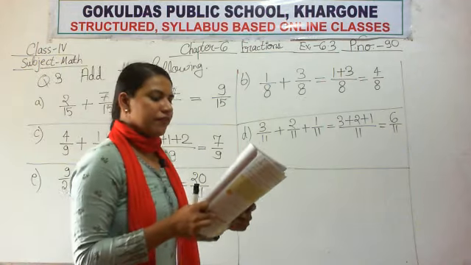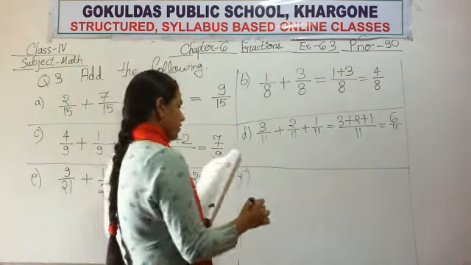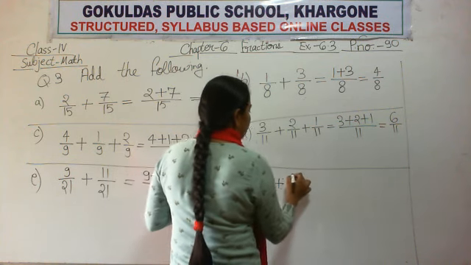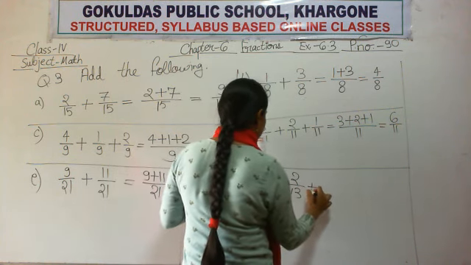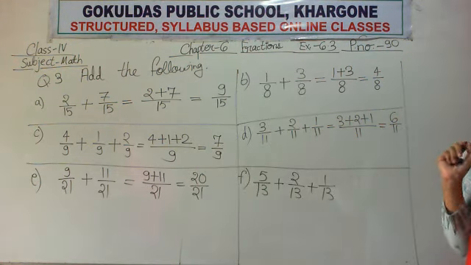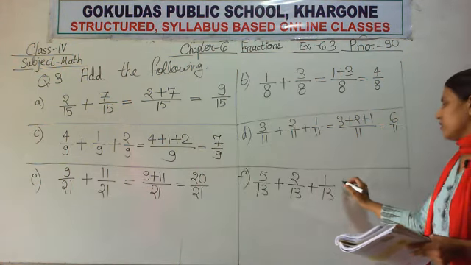In question number F, 3 fractions are given. That is 5 upon 13 plus 2 upon 13 plus 1 upon 13. Right? We have 3 fractions. We want to add them.